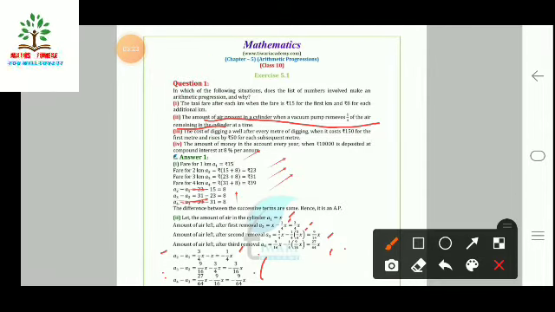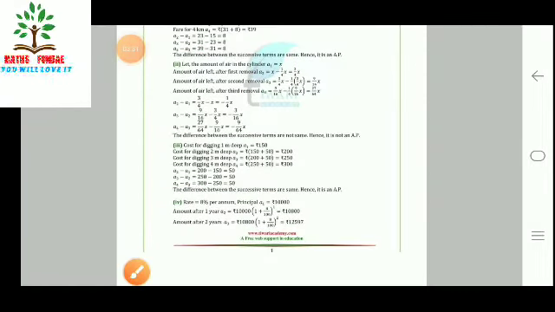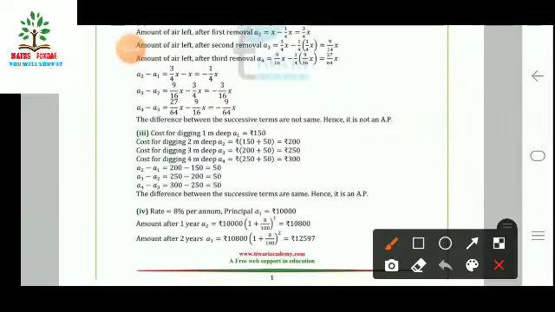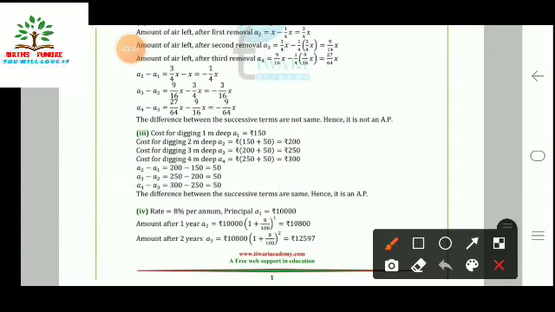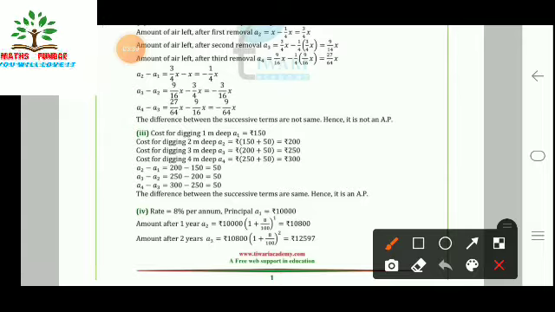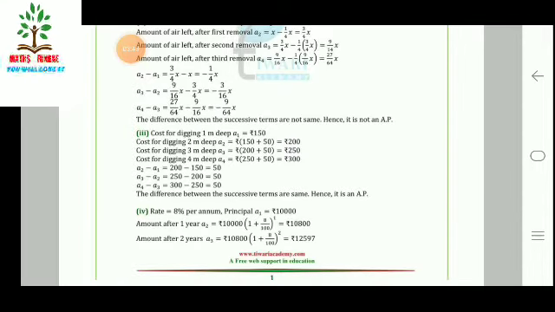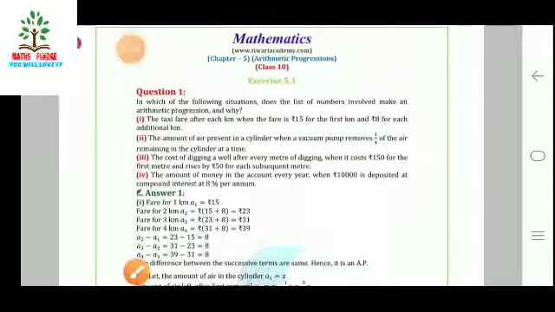So we can see here the difference of the successive terms is not the same, it is different every time, so it means it is not an AP. So looking at the next, third part, in the third part we have the cost of digging 1 meter is rupees 150.